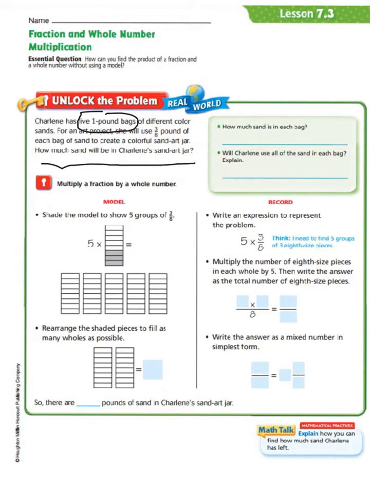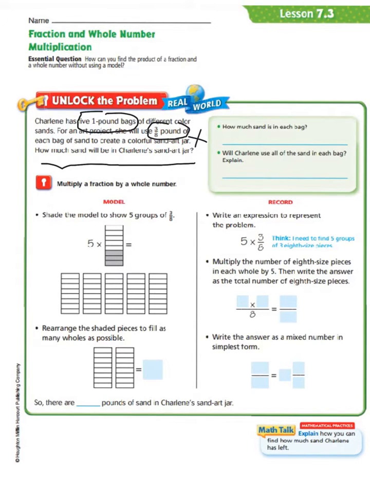For an art project, she will use 3/8 pounds of each bag. And when we see each, that typically means either multiplication or division, and we have to go through the word problem to figure out which one we would be doing. Since we're starting with 5 groups, and we know that each group has 3/8 pound, that's going to be multiplication. So we know that we will be using multiplication to solve it.